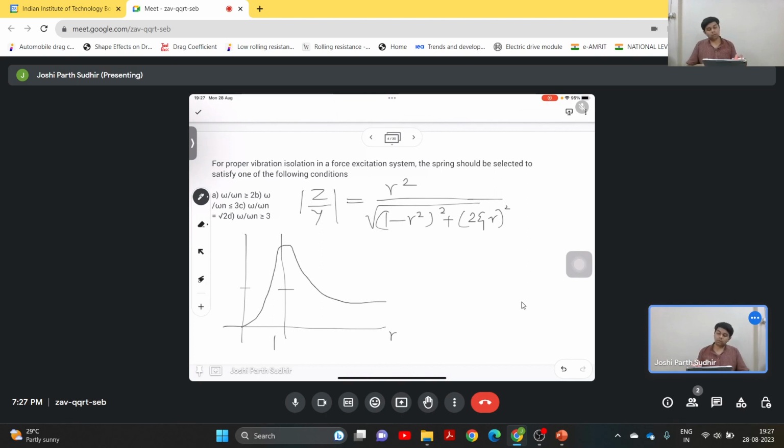As we go on increasing the frequency ratio, this ratio of Z by Y asymptotically approaches the value of 1 for higher values of frequency ratio. When the frequency ratio is greater than or equal to 3, that results in effective vibration isolation.